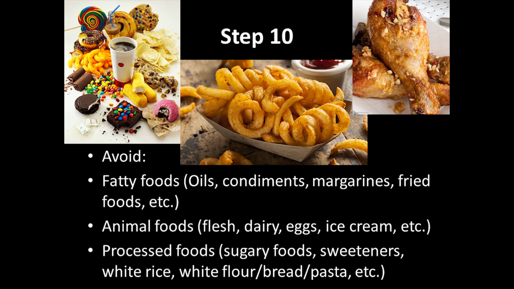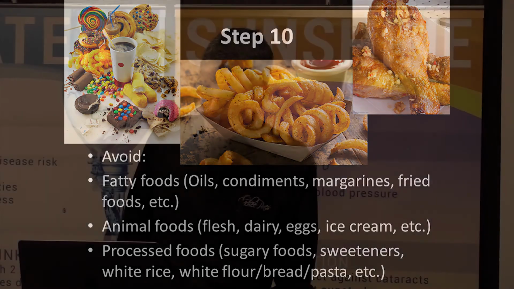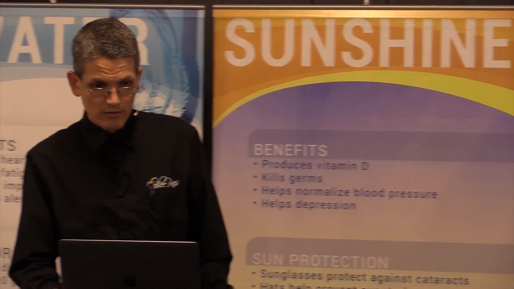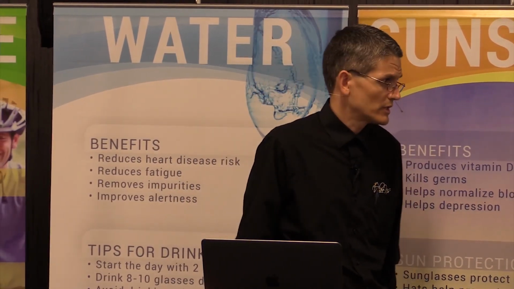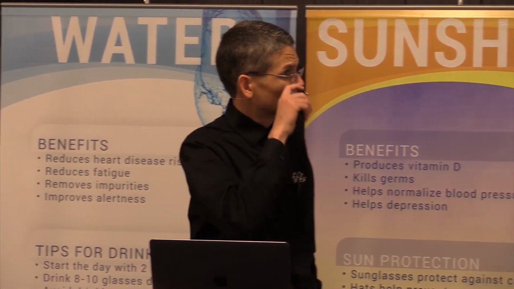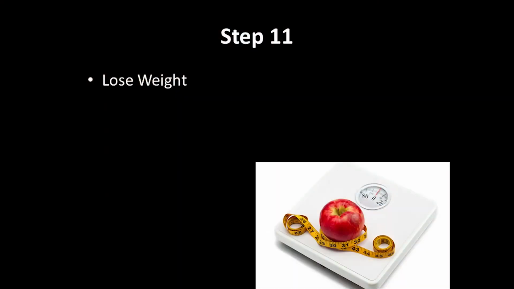And you want to avoid your processed foods, your sugary foods, sweeteners, white rice, white flour, bread, pasta, so on and so forth. If it's broken down and it doesn't have all the stuff that it grew with, then it's probably not what you should be eating as a diabetic. Right? So all of those are things to avoid. Also, step number 11, you want to lose weight.